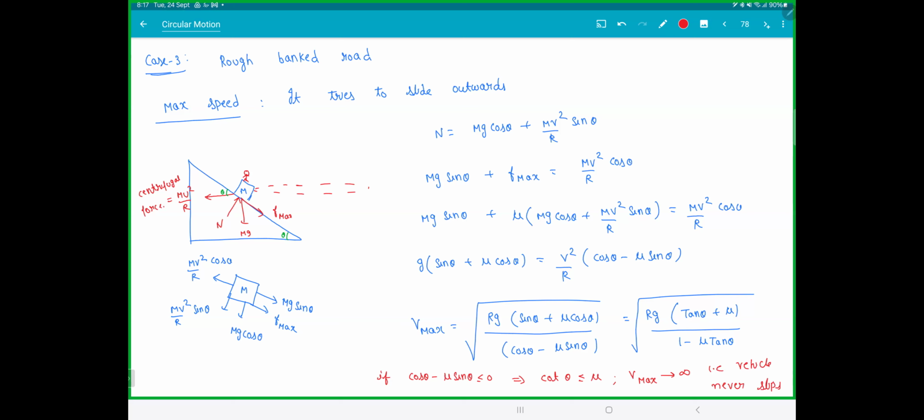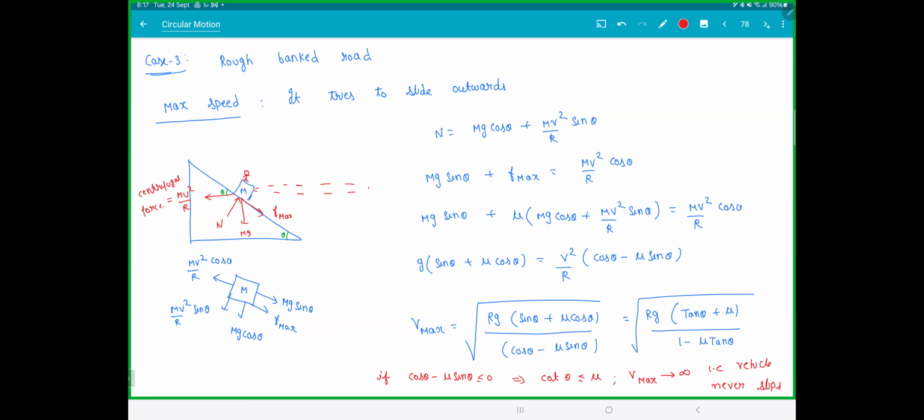That's a pretty good question. They can ask you, find the condition so that the vehicle will never slip on a banked road. Cot theta is less than or equal to mu. So if you can adjust this friction value, no matter how fast you go, you will not slip on this kind of road. If the denominator becomes negative, it becomes an imaginary number. So what it means is there is no known value of V max which is defined. That means it is saying you go with any speed, it works.